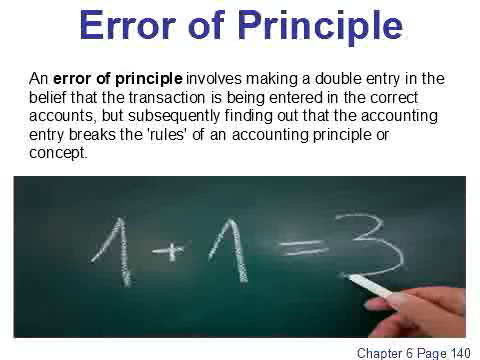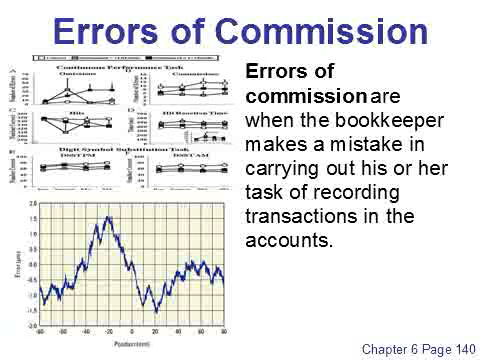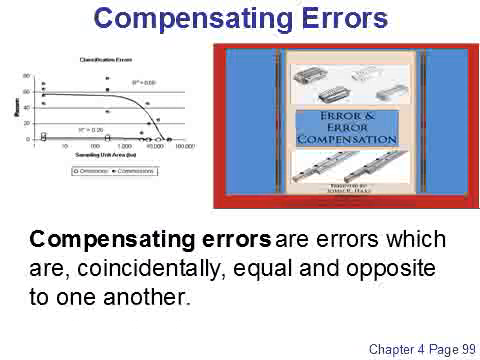Error of principle. An error of principle involves making a double entry in the belief that the transaction is being entered in the correct accounts, but subsequently finding out that the accounting entry breaks the rules of an accounting principle or concept. Errors of commission. Errors of commission are when the bookkeeper makes a mistake in carrying out his or her task of recording transactions in the accounts. Compensating errors. Compensating errors are errors which are, coincidentally, equal and opposite to one another.